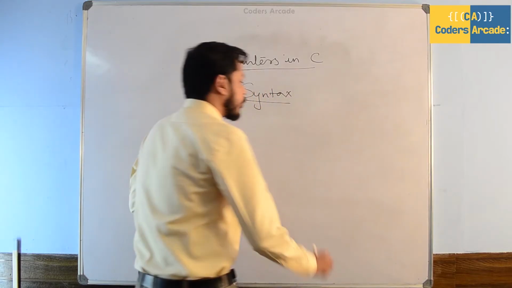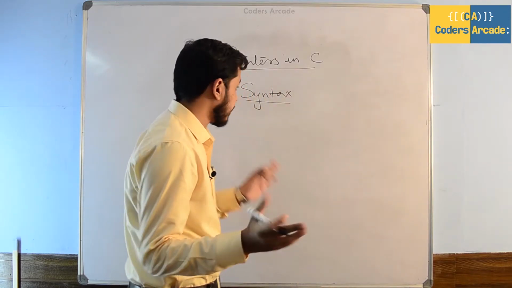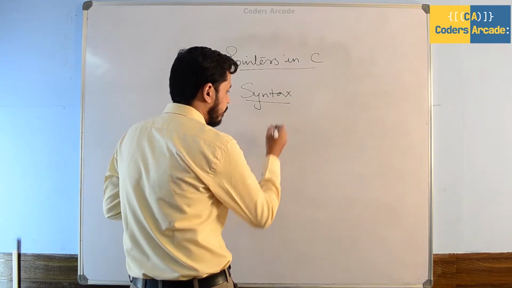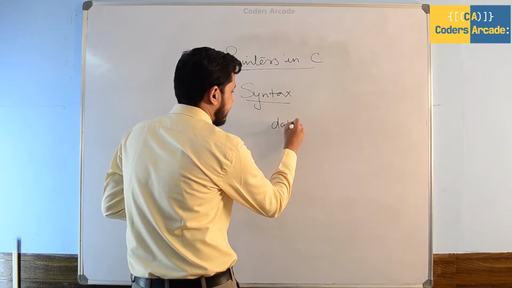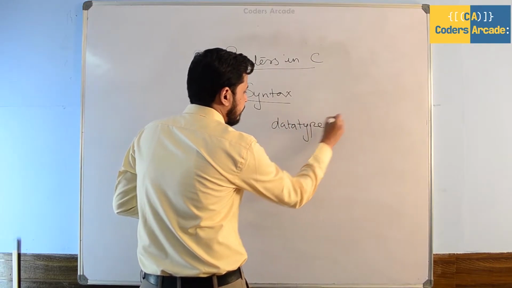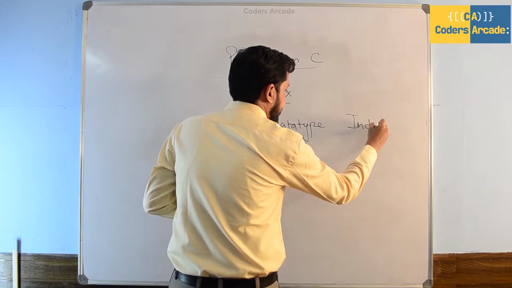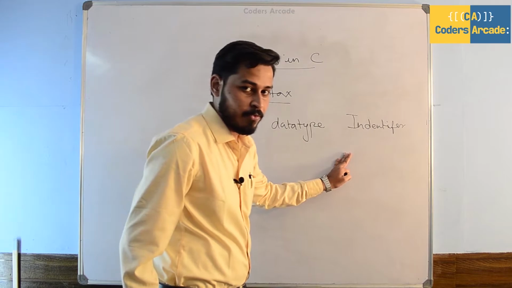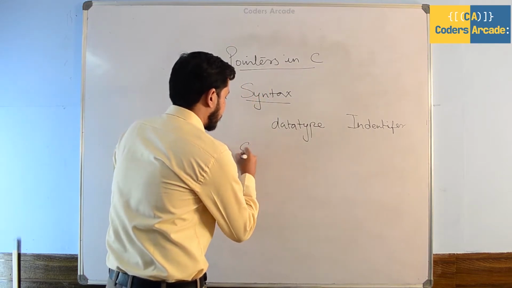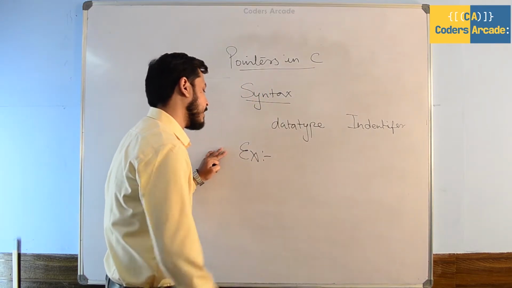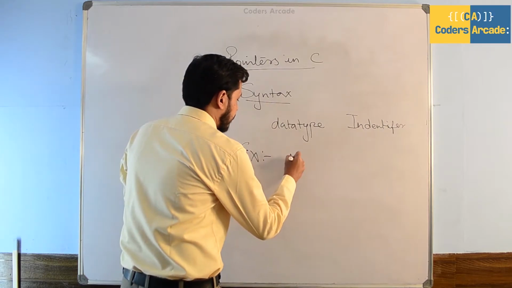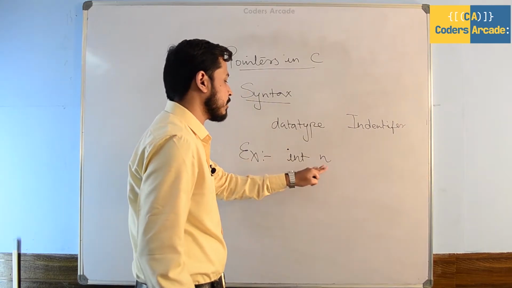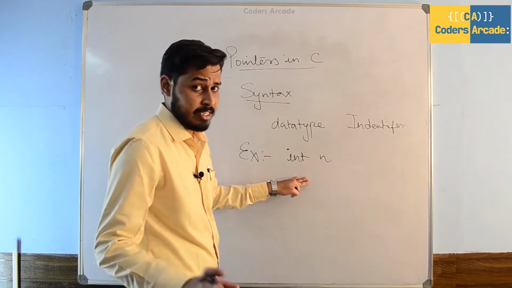You already know how to declare a normal variable, right? What is the syntax for declaring a normal variable? The syntax is the data type and then the identifier. For example, suppose we are declaring a variable int n. This is how we declare a normal variable, right?